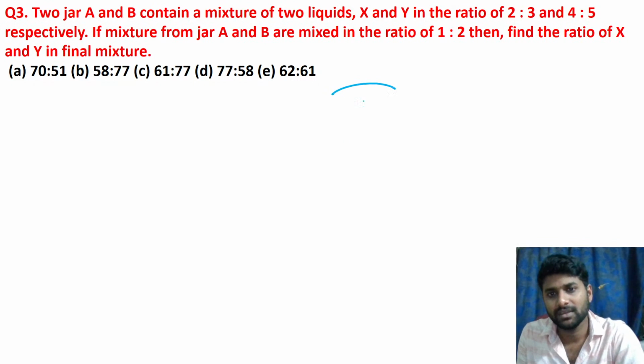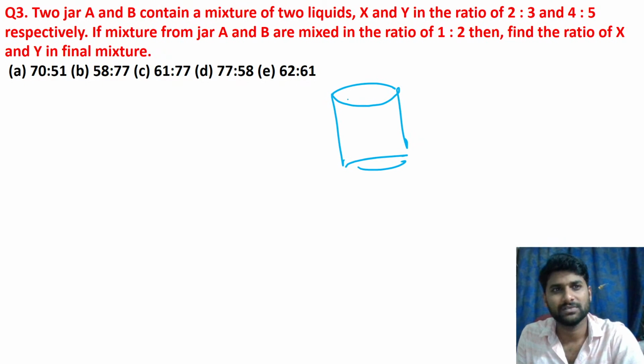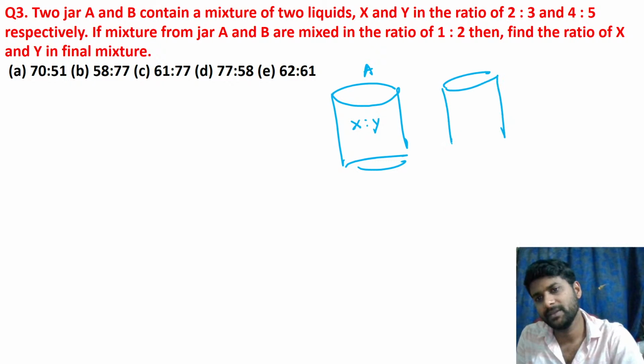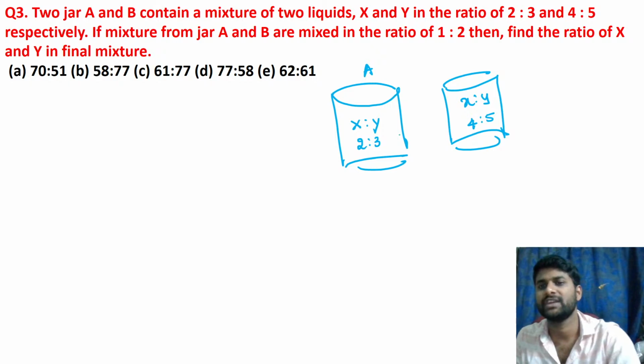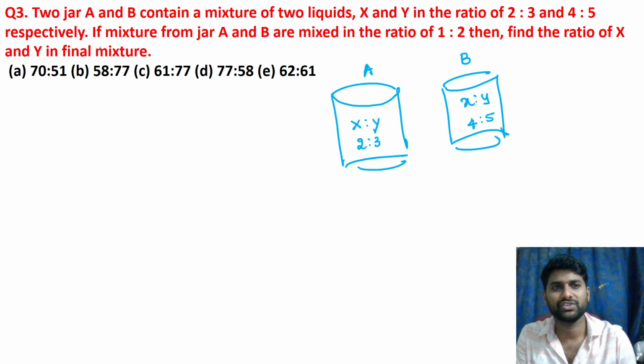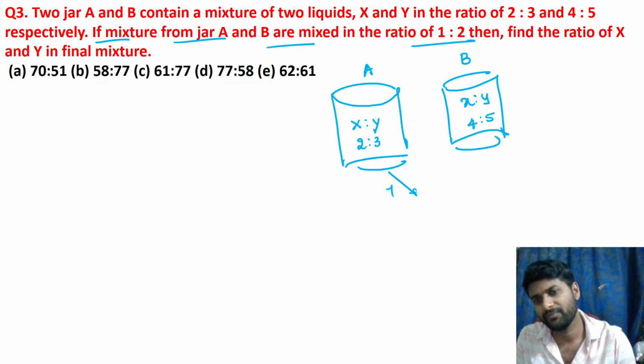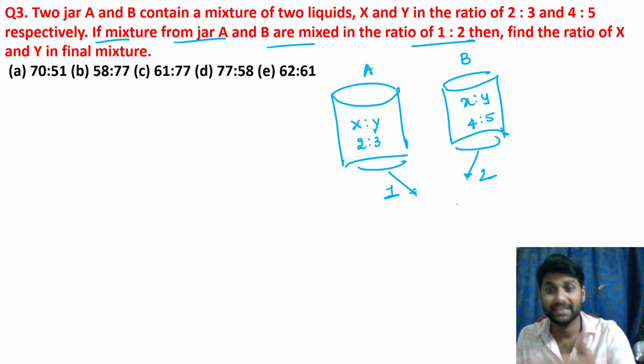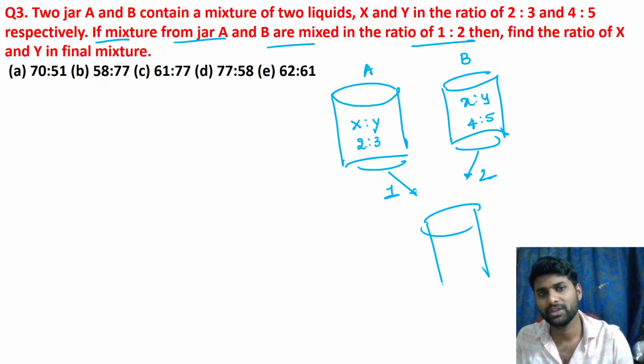Now see, here the question says there are two jars, A and B, containing two liquids X and Y. In jar A, the ratio of X to Y is 2 to 3, and in jar B the ratio is 4 to 5. Now the question: if the mixtures from jar A and jar B are mixed in the ratio of one quantity to two quantities, what is the ratio of X in the new mixture? That is our question.